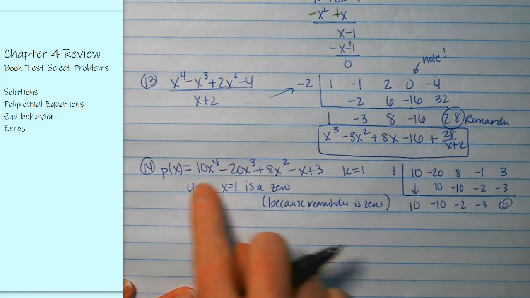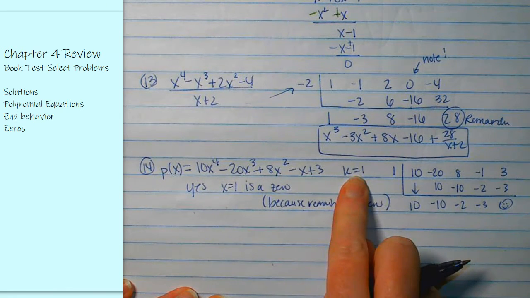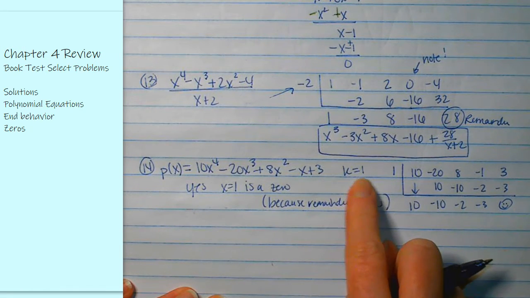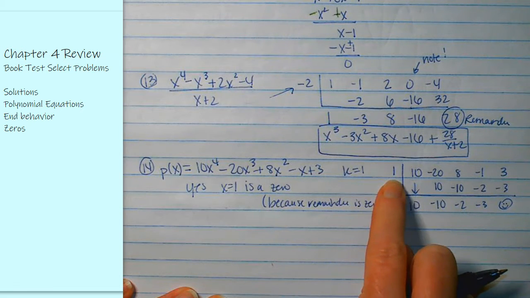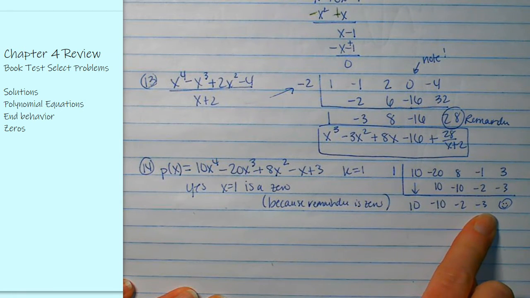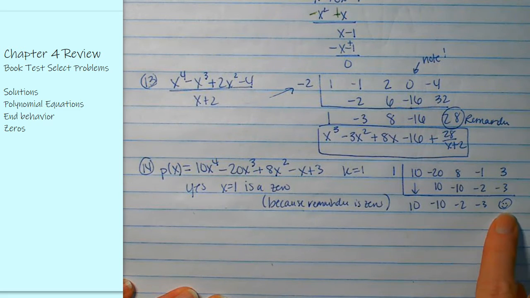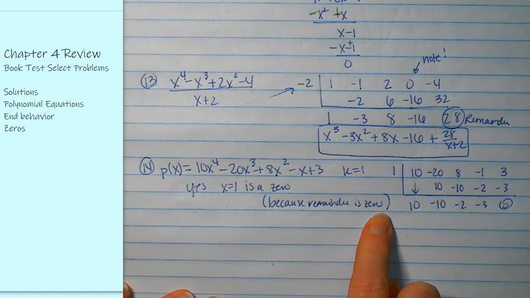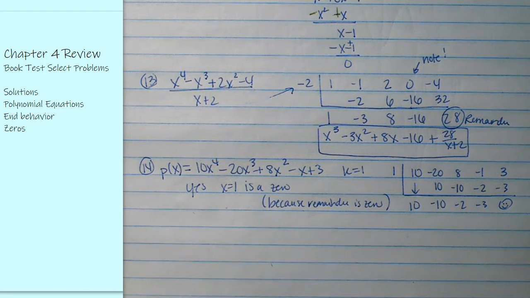14 says, here's a long polynomial. Is x equals 1, here's the value. They're saying, hey, k, is that a 0 or not? So if you use synthetic division, if it's already in this form, you keep it in that form. You place it here, put all the coefficients, try synthetic division. And because I got 0 at the end, I put a smiley face there. That means that, yes, 1 is a 0 because the remainder is 0 for 14.